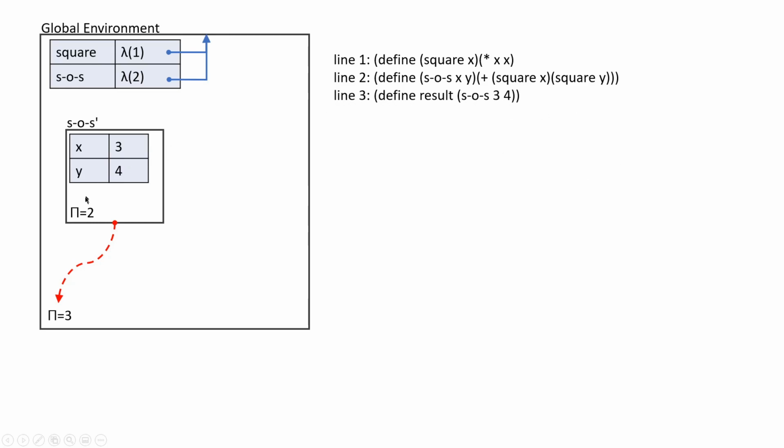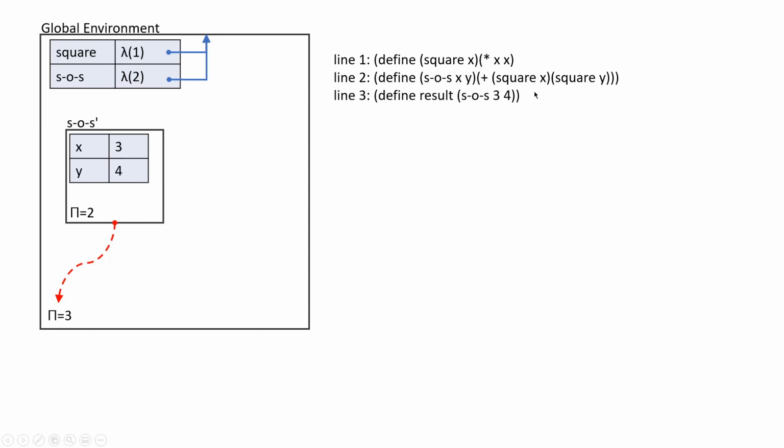On line 2 in sum of squares, it says plus square x and square y. It has to figure out all the values, so evaluating sub-expressions, what's the value of plus? Inside sum of squares there's nothing local called plus, so we go to the enclosing scope, the user environment. We go to the enclosing scope from that, the primitive environment, and sure enough, this cross means addition. Great.